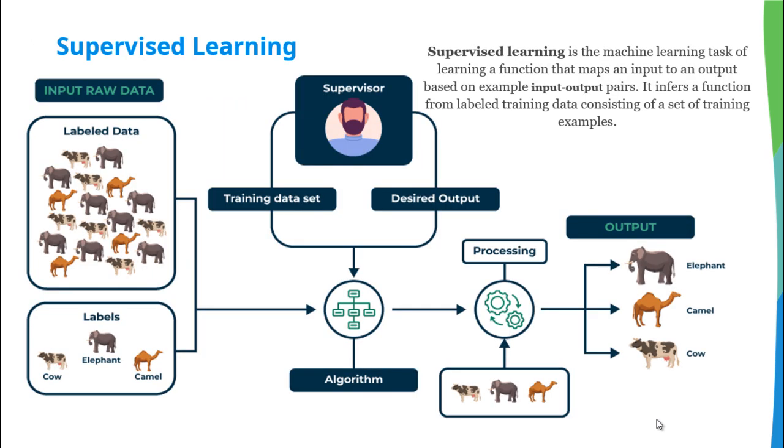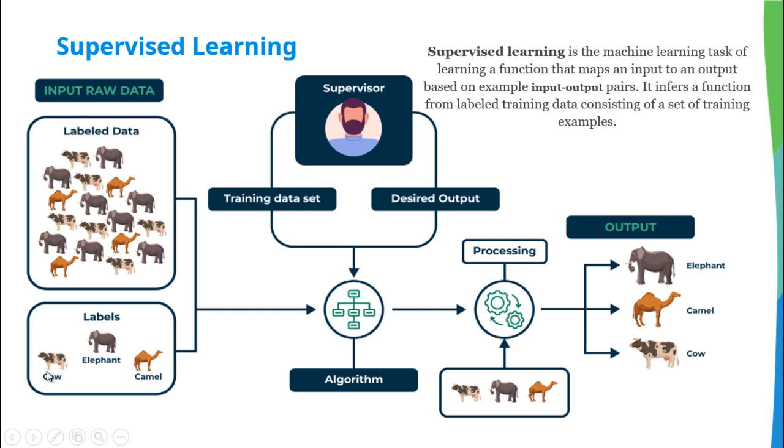Supervised learning simply means it has a supervisor or a supervising agent. That's what it means. It is the machine learning task of learning a function that maps an input to an output based on example input-output pairs. It infers a function from labeled training data consisting of a set of training examples. It means that it has a label. We have labeled data here, which is our input raw data.